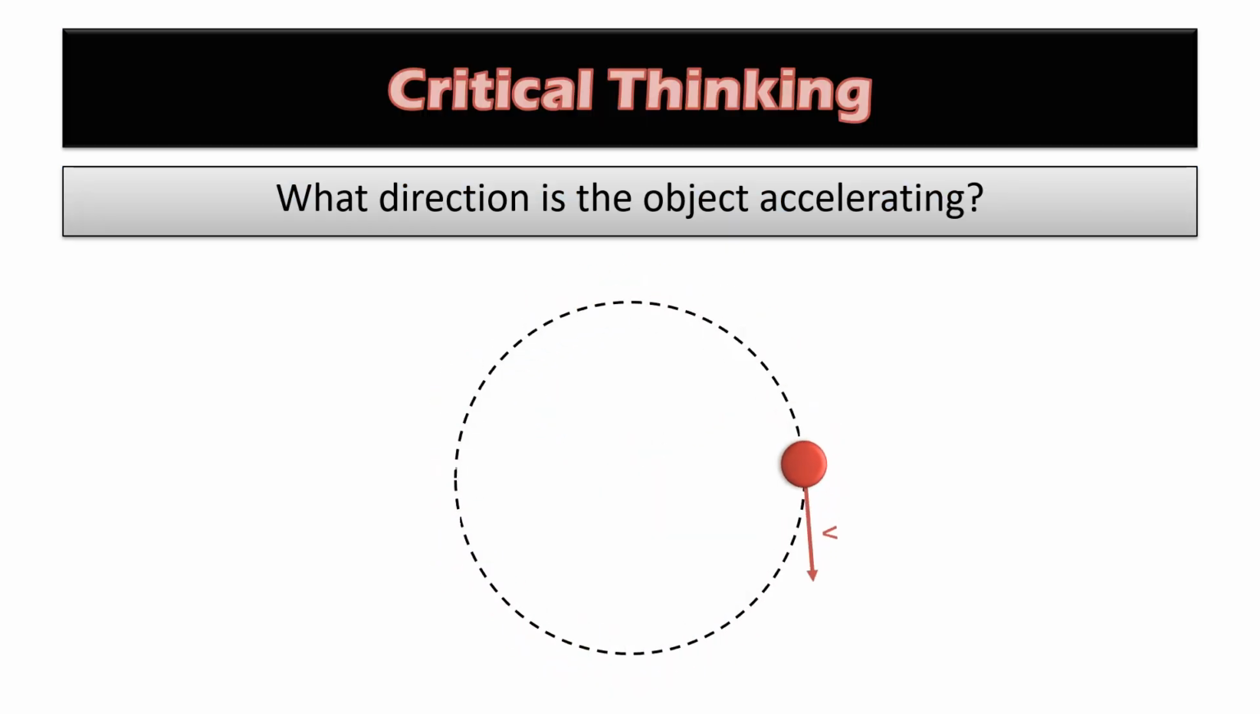All right, so what direction is the object accelerating? First of all, acceleration is a vector, right? So we have to figure out, well, if it's a vector, it must have a direction associated with it. And since this thing is constantly moving all around, where's the direction of the acceleration?